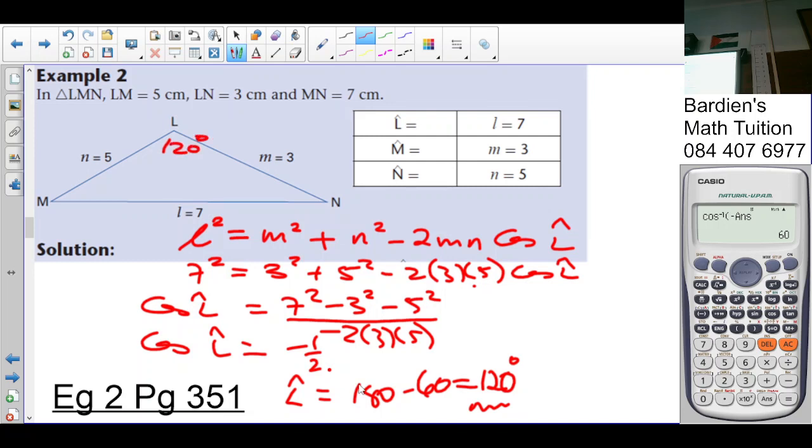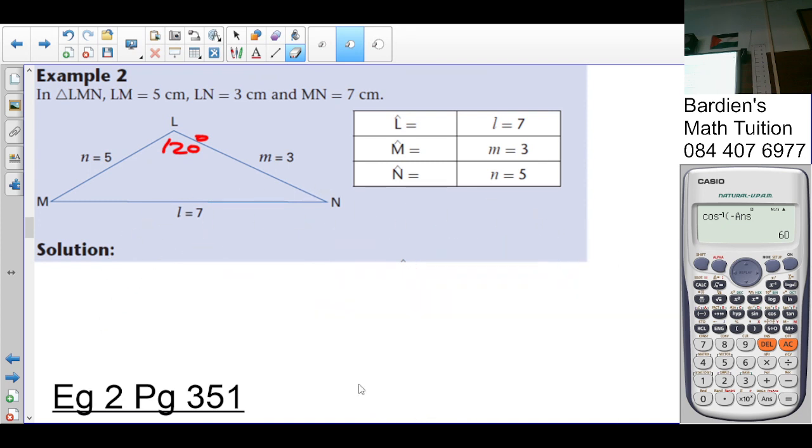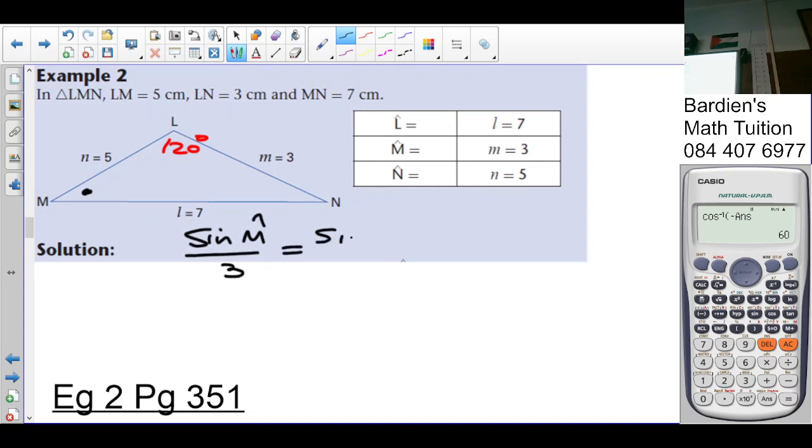Okay? So how do we now calculate angle M? By using the sine rule. It's either you can calculate M or N at this point. So we go sine of M over 3 is equal to sine of 120 over 7. I'm just trying to move a bit faster here. So sine of M is equal to 3 sine 120 over 7.